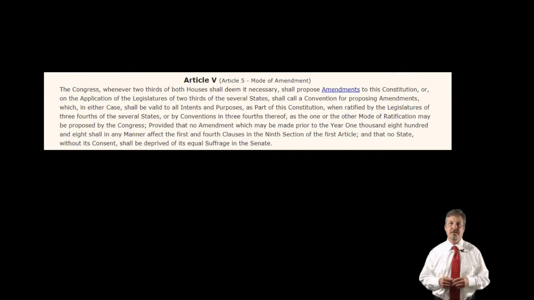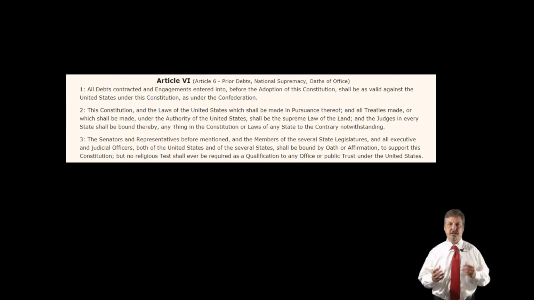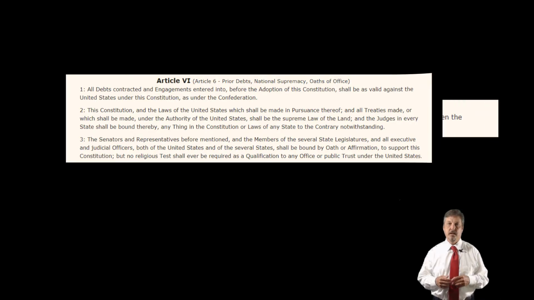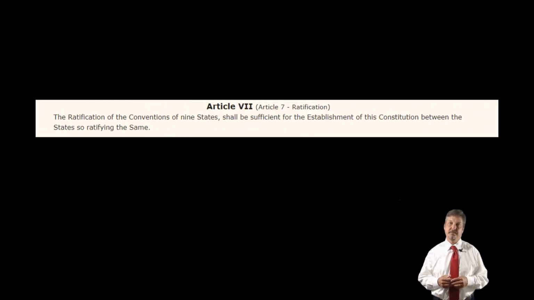Article 5 establishes the procedure for constitutional amendments, which, you will note, is intentionally difficult. Article 6 includes provisions on prior debts incurred under the Articles of Confederation, the supremacy of national law, and oaths of office. We'll start discussing the Supremacy Clause in Unit 1. Article 7 supplies the procedures for ratification of the Constitution.